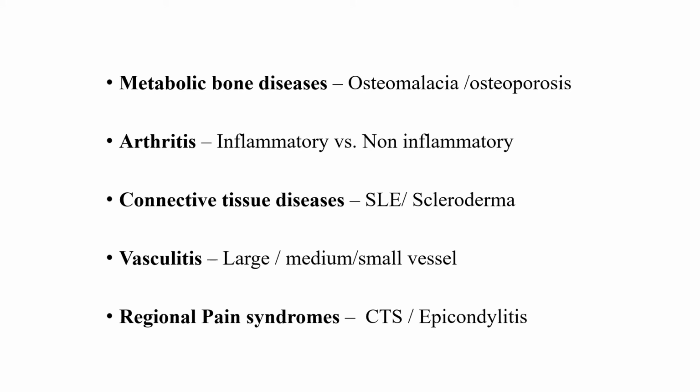Then we have regional pain syndrome. The commonest example is carpal tunnel syndrome, where the person will have a wrist pain. It's due to median nerve compression at the flexor retinaculum at the wrist. The common causes for MRCP exams are acromegaly, polycystic ovarian syndrome, hypothyroidism. Then we have epicondylitis, where there's a pain in the lateral epicondyle, also called as tennis elbow.